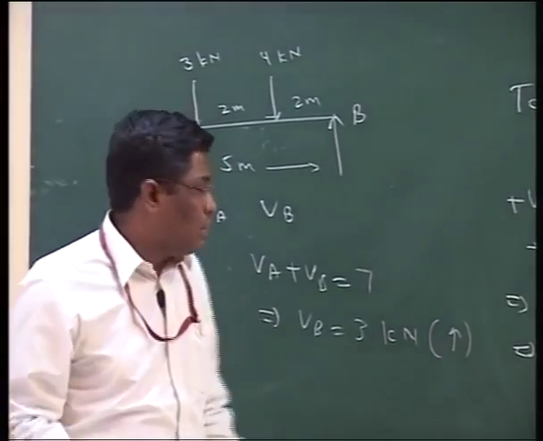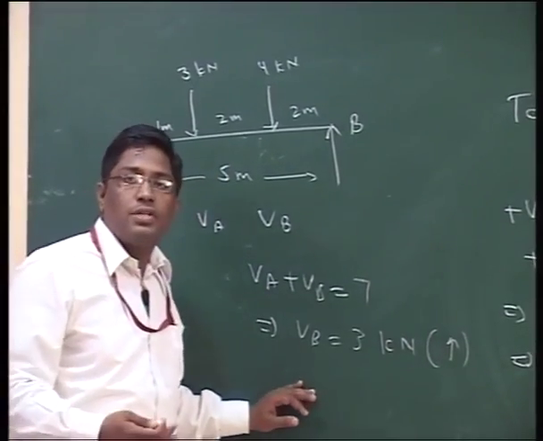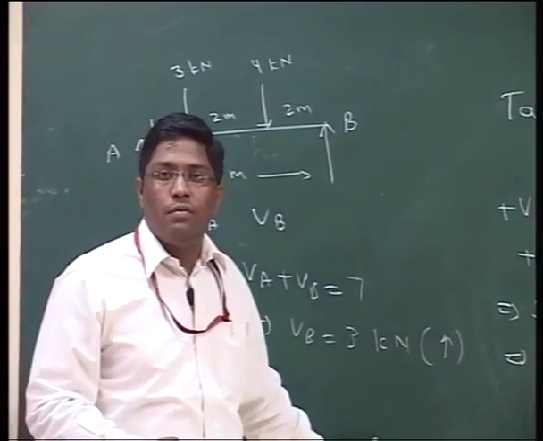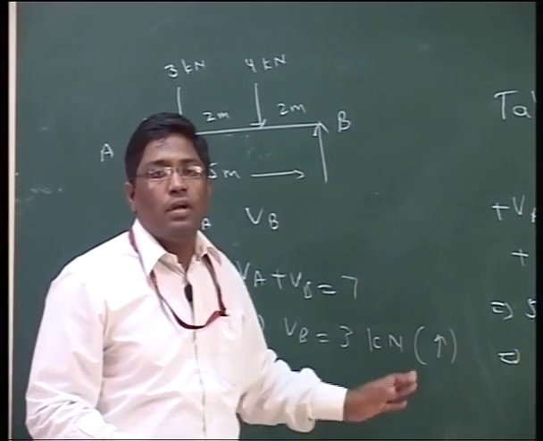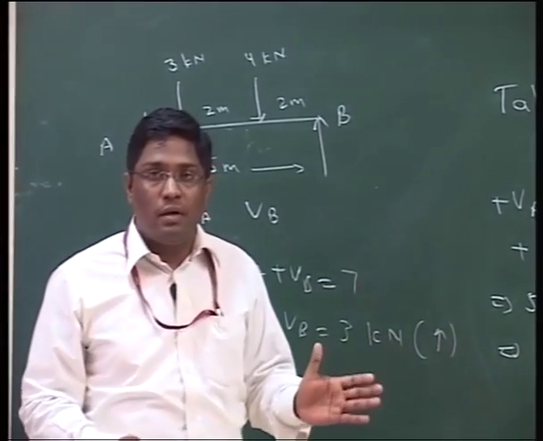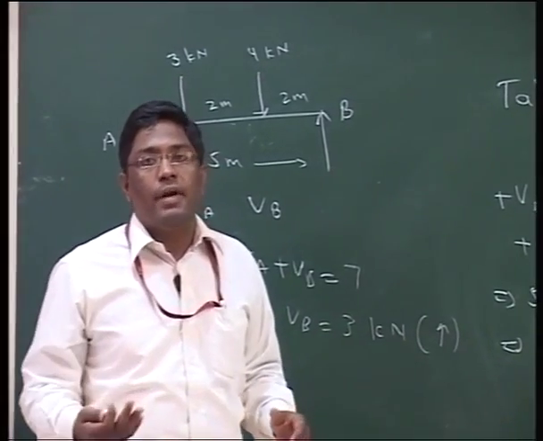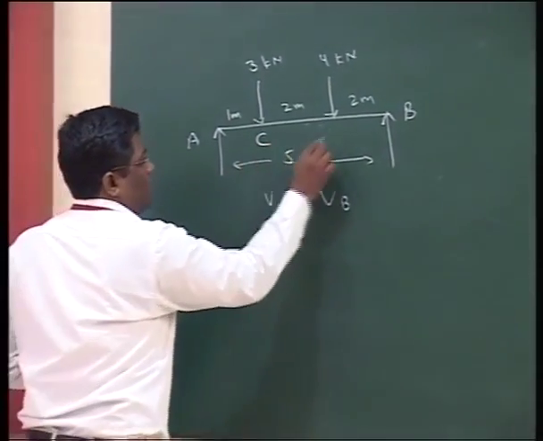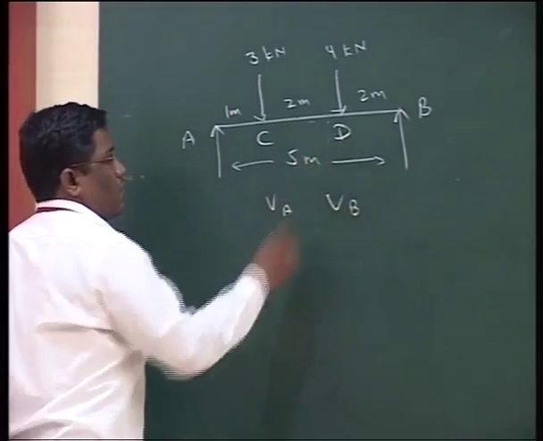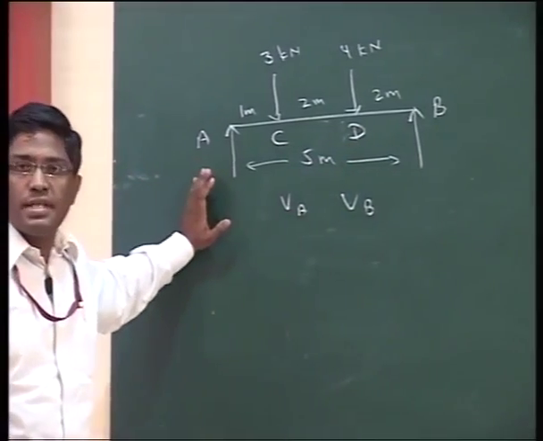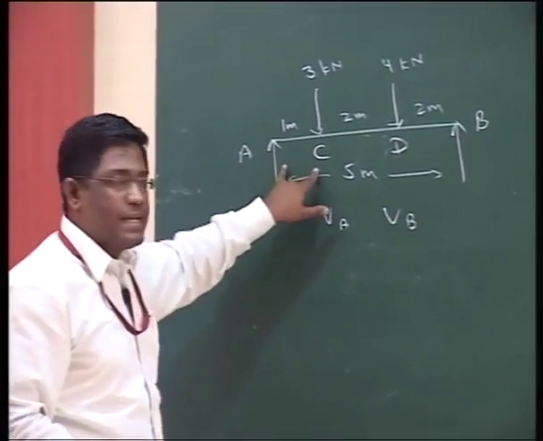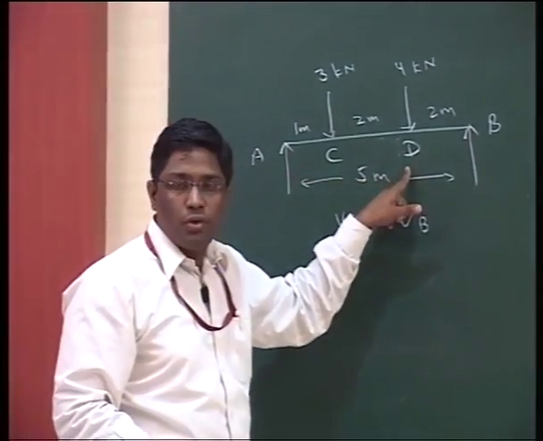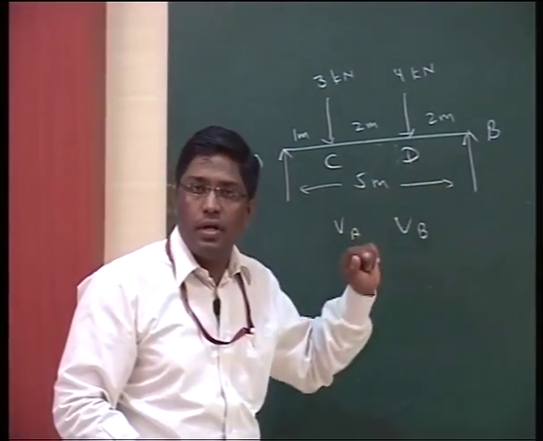There is no problem in it. Now as we know the reaction components of VA and VB, now we will determine the shear forces at any points of the beam and the bending moments. First of all we will give names to the points, A, C. There are 3 portions in this beam: portion AC, portion CD and portion DB.